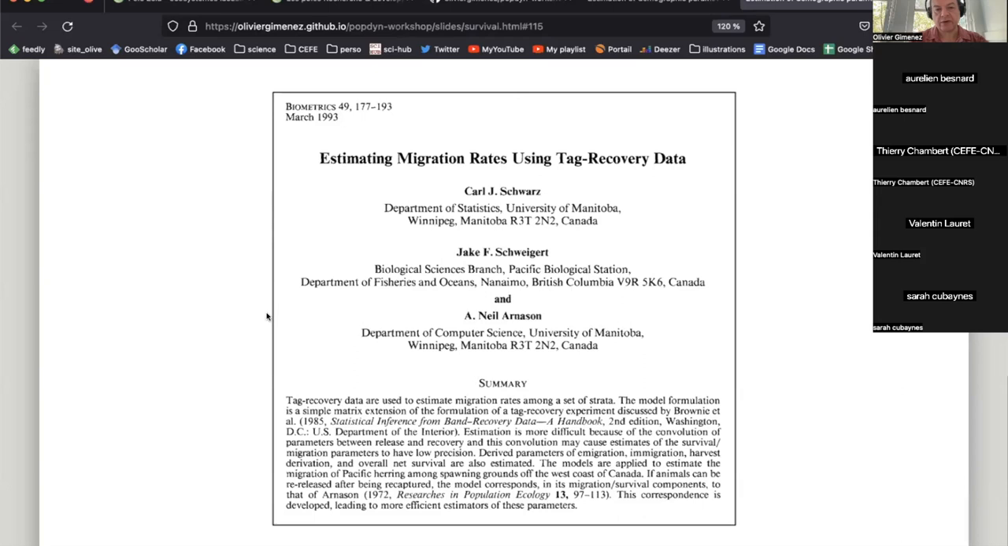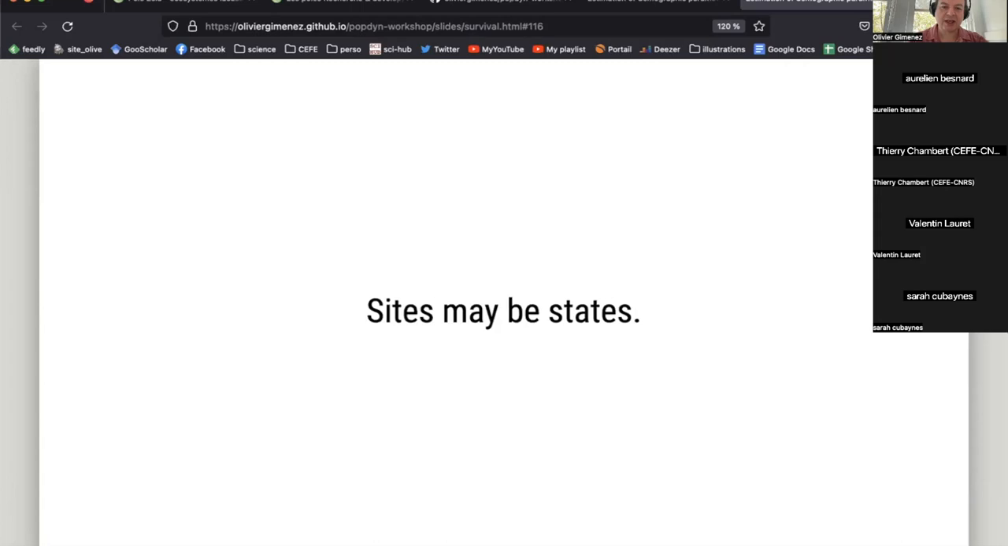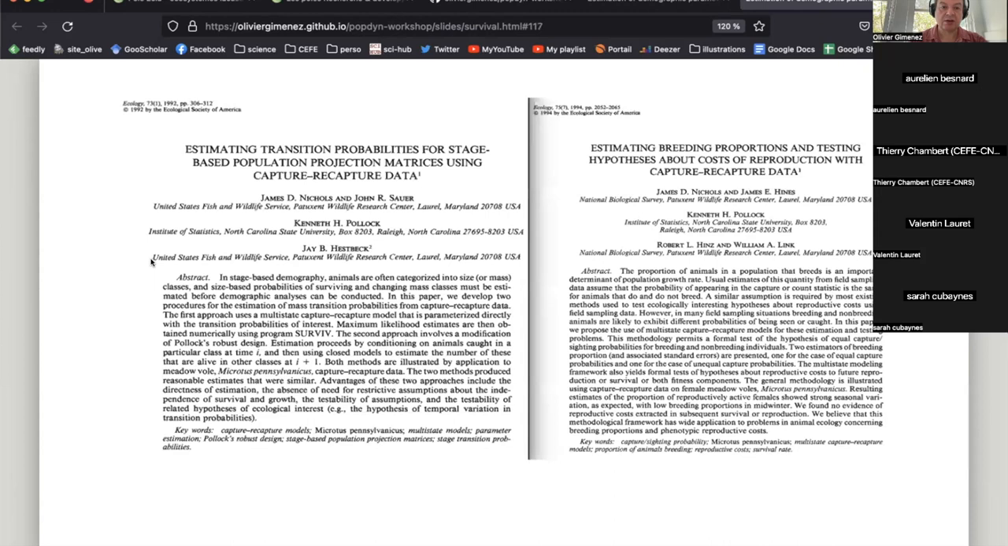But soon, someone realized that sites could be states, physiological states, or epidemiological states, or breeding states. And this was those two papers led by Jim Nichols, with no surprise, Jim Nichols and the team, John Sauer, Ken Pollock, Jay Hesbeck, Bill Link, Jim Hines, people from Patuxent in the US, from this amazing research center. And so they said, oh, we could actually replace sites by states and estimate transition probabilities to address questions in evolutionary ecology, like life history trade-offs, if states are breeding states, for example. And it opens many possibilities, and these models got used more and more following the publication of these two papers.